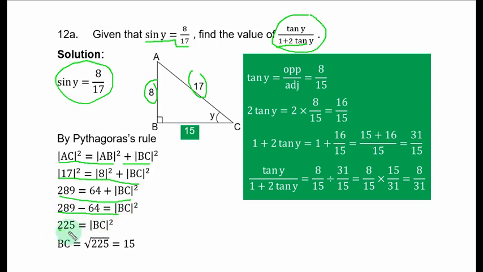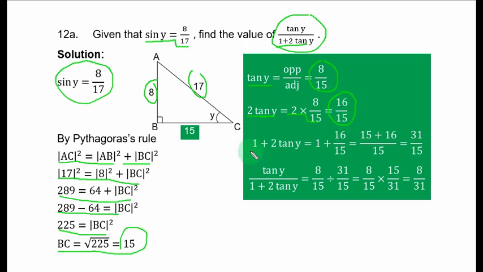If you subtract, you have this. To get BC, you have to take the square root of both sides. So BC is equal to square root of 225, and that is 15. Now let's get tan y. Tan y is opposite over adjacent. That is 8 over 15. Let's get 2 tan y. Multiply 8 over 15 by 2, and you have 16 over 15.